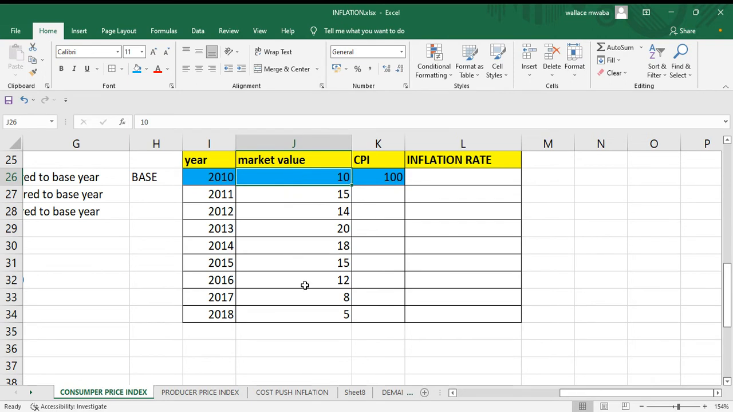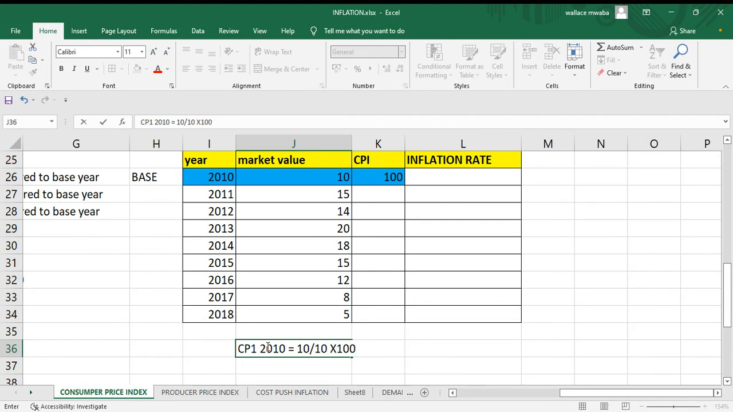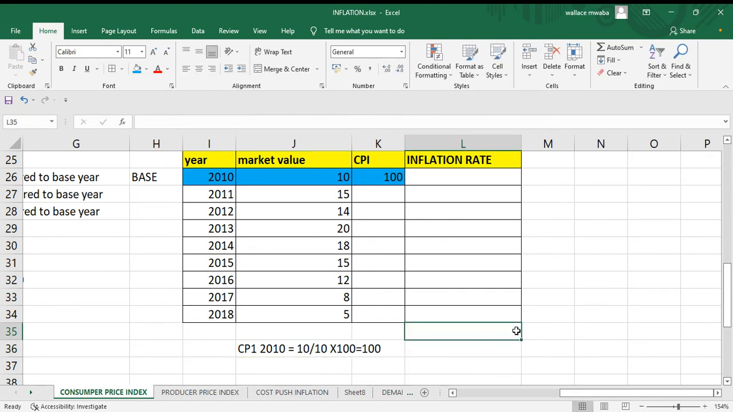All right, so our base here is 2010. So our CPI for 2010 is going to be the current value of the market basket, which is 10, over the value of the market basket in the base year, multiplied by 100. And that's how we're going to get 100 here.